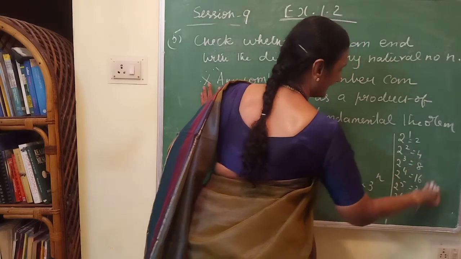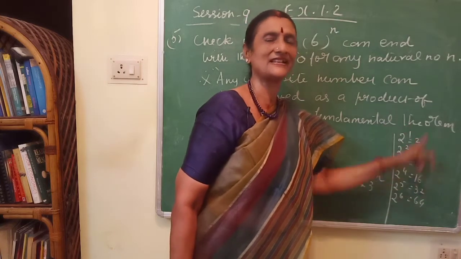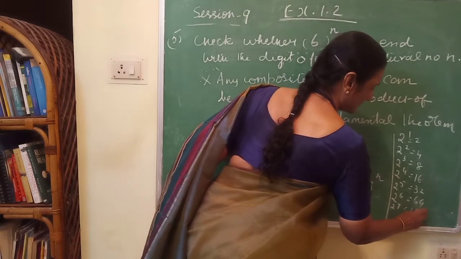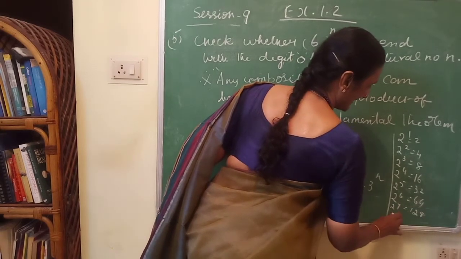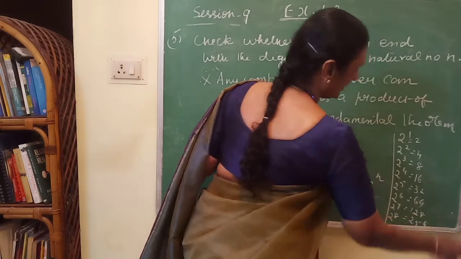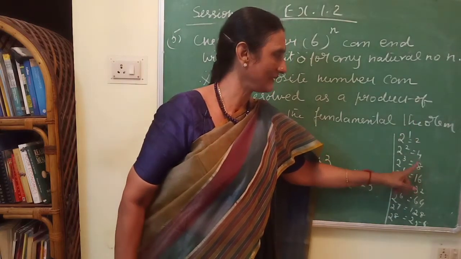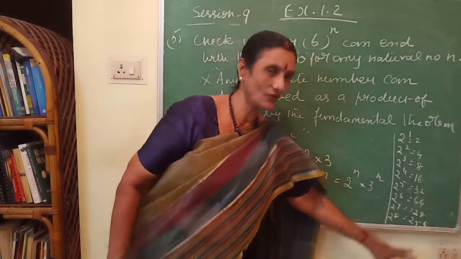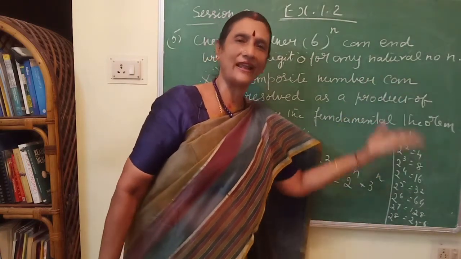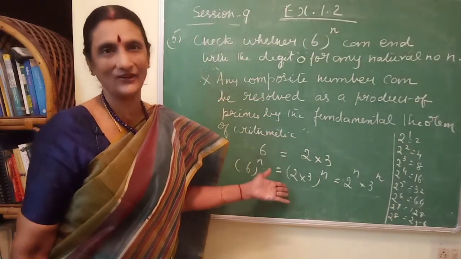And then like that, what happens? The ending digits are 2, 4, 8, 6, 2, 4, 8, 6, the pattern repeats. If you want, you can even verify: 2 power 7 is equal to 128, 2 power 8 is equal to 256. So if you take the first 8 powers, the pattern of the ending digit is nothing but 2486, and it just repeats. Therefore, for any power of 2, we cannot have the ending digit as 0.